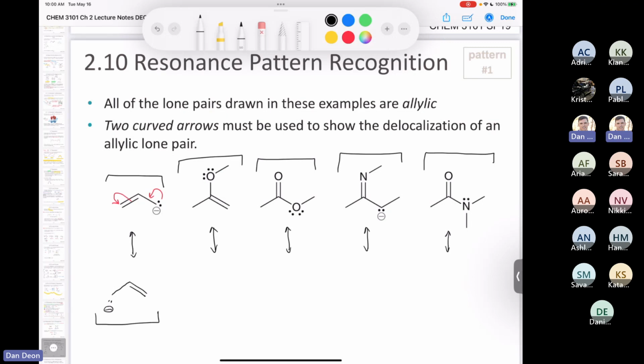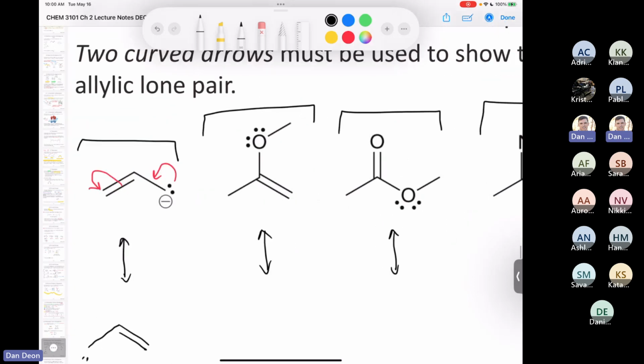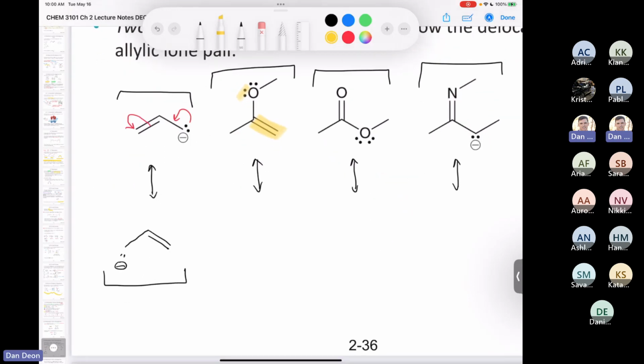With the next one, we again have an allylic lone pair, right? How do I know that? Here's my pi bond. I go one atom away, and I have a lone pair of electrons. And therefore, I can draw 2 curved arrows, where I show the delocalization of the lone pair to make a new pi bond. That would break the octet rule of this carbon, so I can't just leave it like that. I have to take the pi electrons and move them onto the carbon next door. And so I'm going to draw my new resonance contributor. I have a lone pair here, therefore a negative charge. I have an oxygen with 3 bonds and a lone pair, so it's got a positive charge like this.